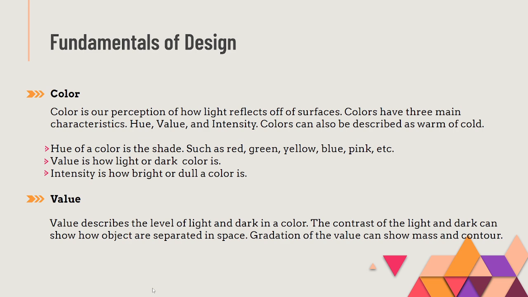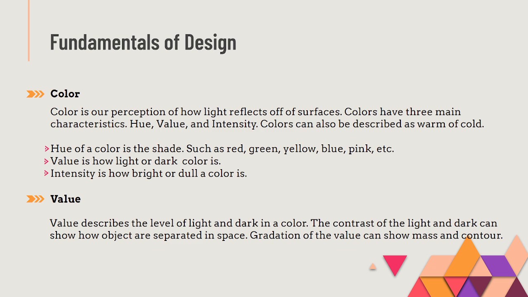Color is our perception of how light reflects off of surfaces. Colors have three main characteristics: hue, value, and intensity. And if you get these confused, it is okay. They can be a little hard to keep in mind. Sometimes I even struggle, and I have been doing this for a long time. So if you don't understand them immediately or get them in the right order, it's okay.